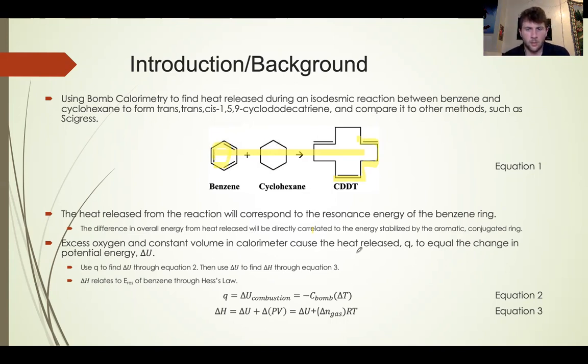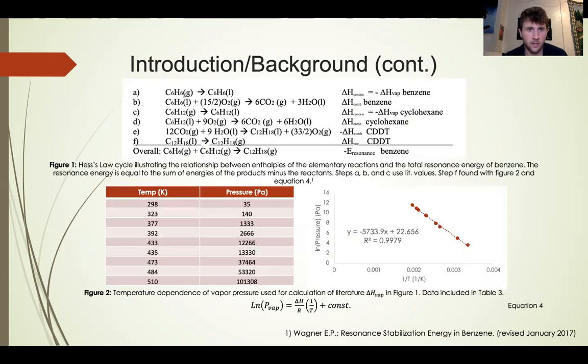So whenever you're finding the heat release Q, that's going to be equal to the delta U through equation 2. And then you can use delta U to find delta H through equation 3. Now, whenever you're finding delta H, it's related through Hess's law. In Hess's law, A, B, and C are going to be given by literature values. F is going to be found by this figure here, which we're going to be looking at later. But D and E, we're going to be finding through experimentation. It is worth noting that in this case, we're going to be finding the enthalpy through this.